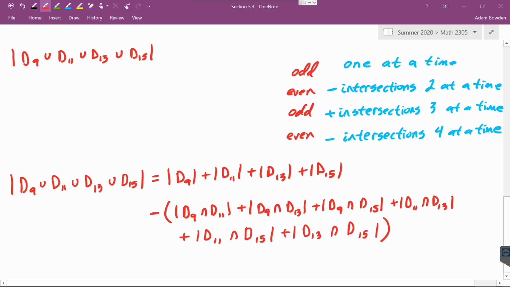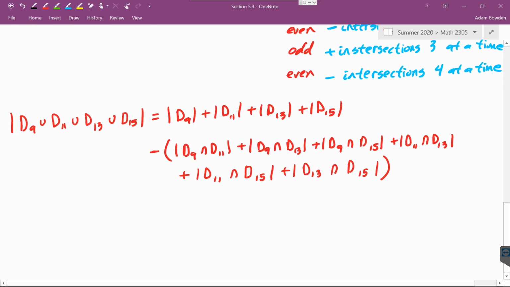Okay, those are all the intersections. And now we'll add with that the intersections. That was 2 at a time again. This will be now 3 at a time. So D9 intersect with D11, intersect with D13. We'll add that. And we'll be adding now the odd number at a time here, 3 at a time.